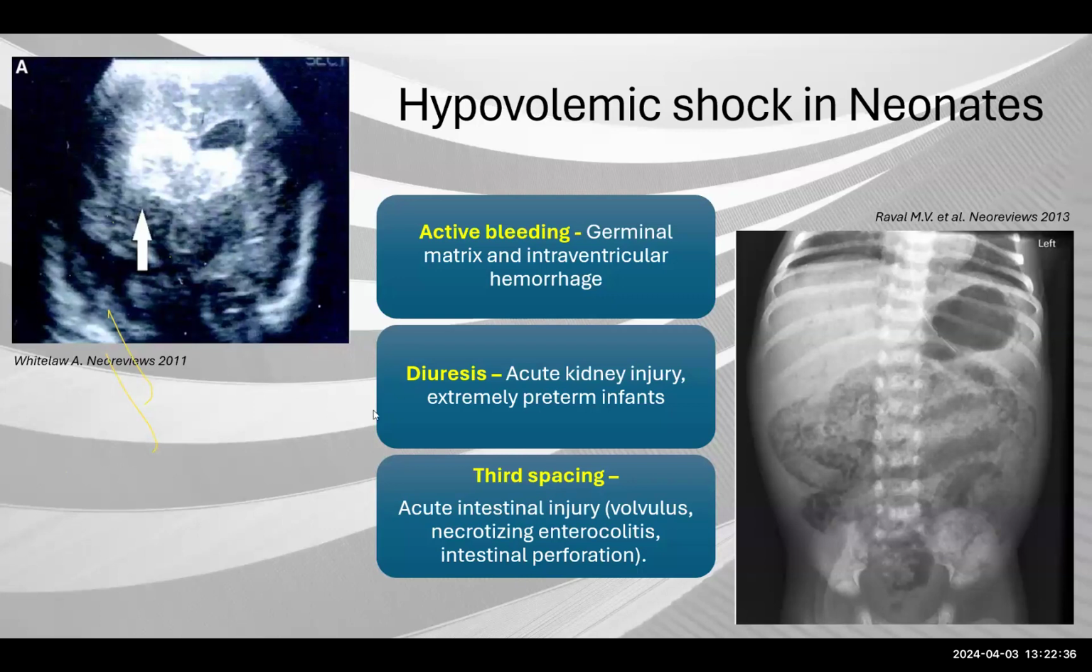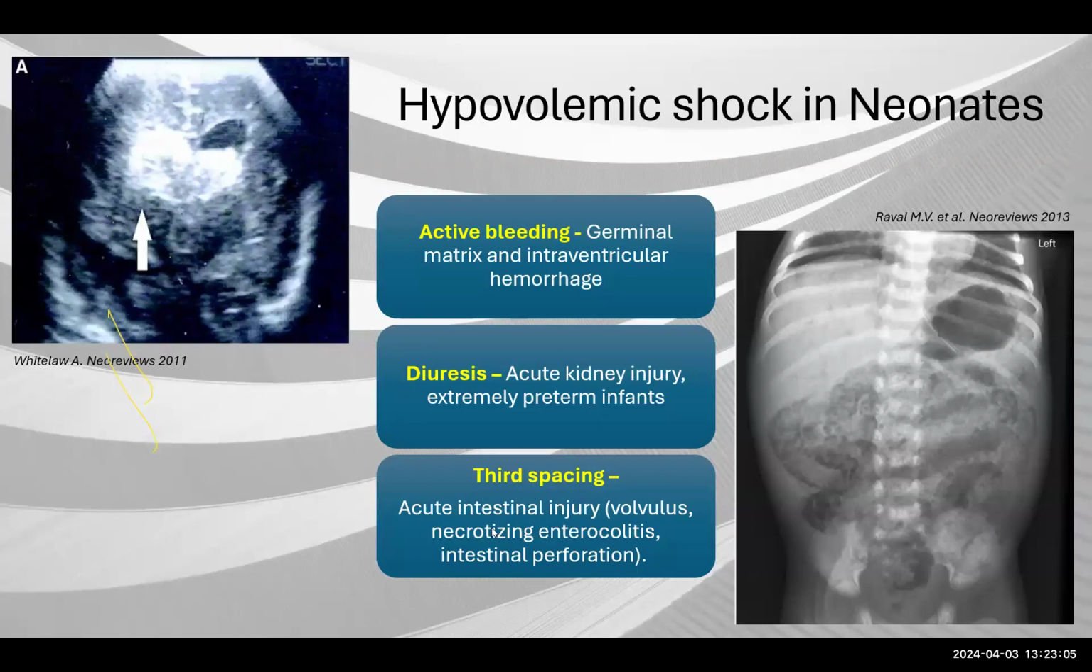If you only give the vasopressor, it's not going to work. Don't forget, in those extremely preterm infants, especially those 24, 25, 26 weeks, or those SGA infants, they may have frank diuresis when they're recovering from acute kidney injury, whether it is in utero or postnatal, sometimes you never know. And because of the very poor tubular function, the babies can pee into the state of even hypotension. Third spacing is pretty common.